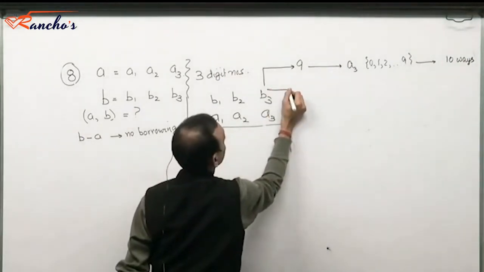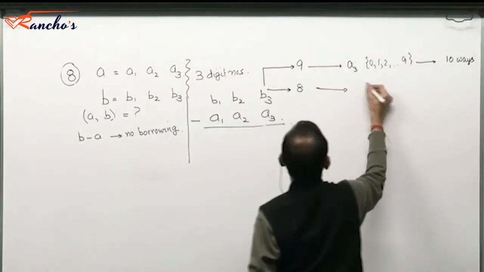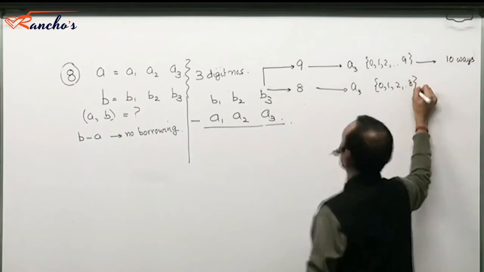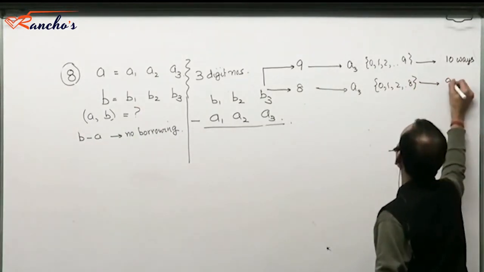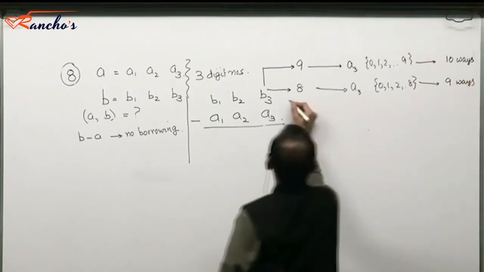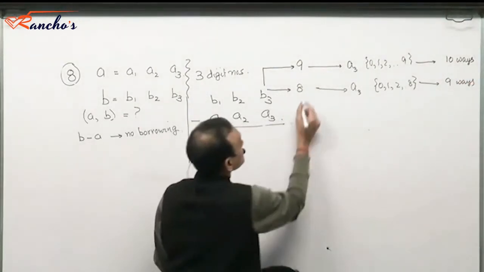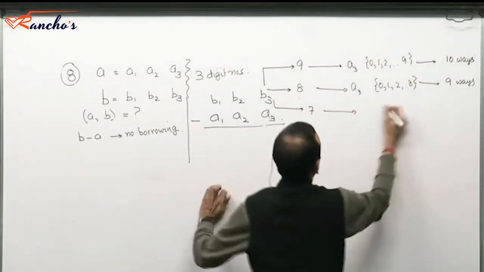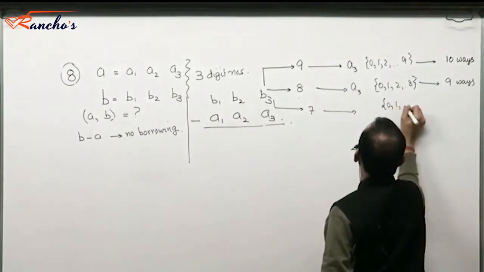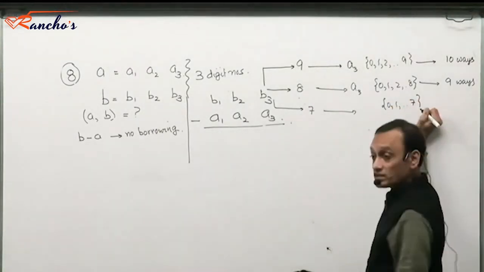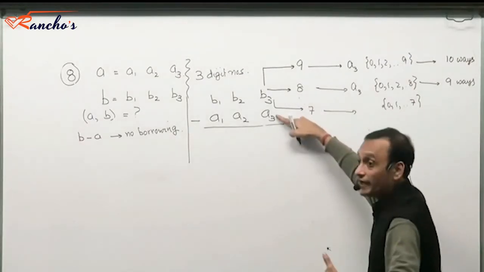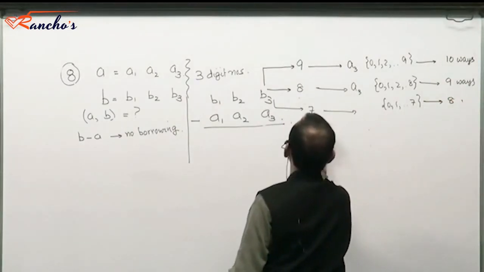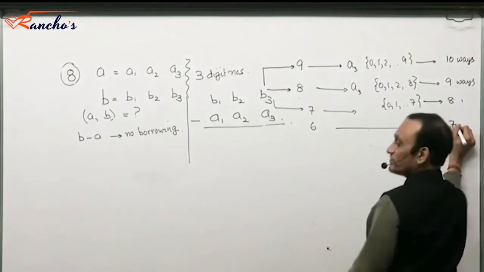Suppose b3 is 8. Then a3 can be selected from the set 0, 1, 2 up to 8 only, so that there is no borrowing. How many ways? 9 ways. Right? I hope you're understanding what I'm saying, right? Suppose b3 is 7. Then a3 can be selected from the set 0, 1, 2 up to 7 only. Not 8 or 9, because if a3 was 8 or 9, then there would be borrowing involved, right? So how many ways? 8 ways. Similarly, if b3 is 6, a3 could be selected in 7 ways.